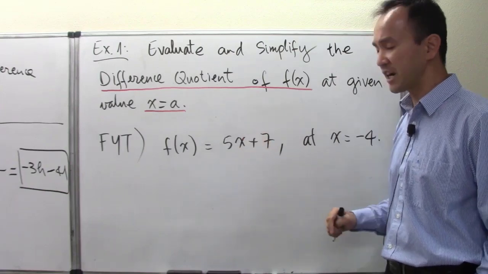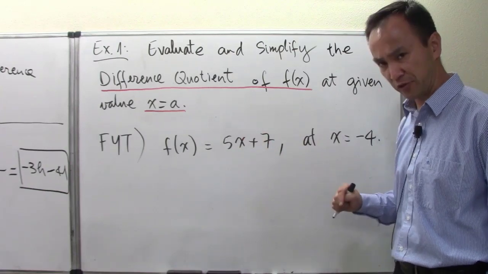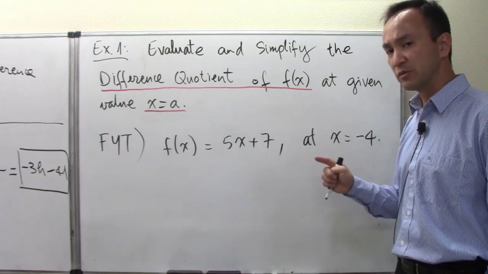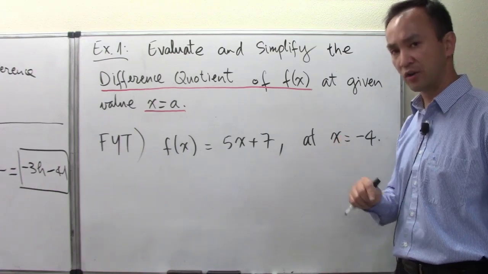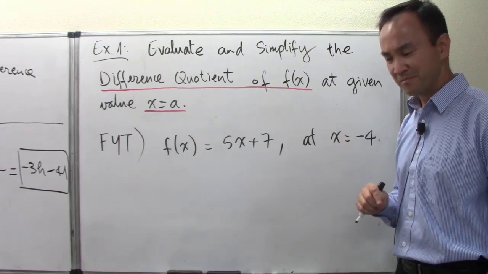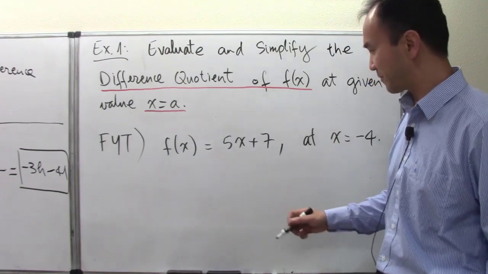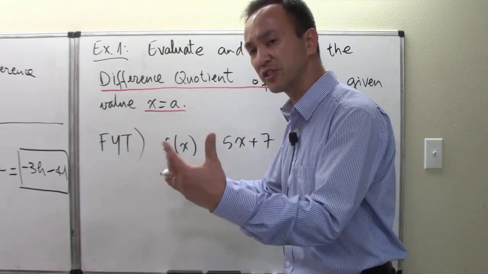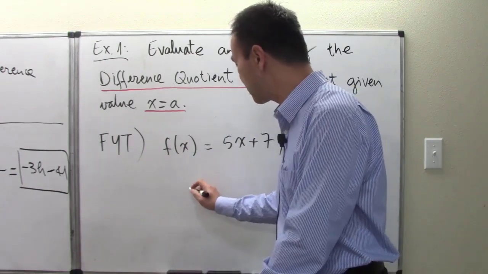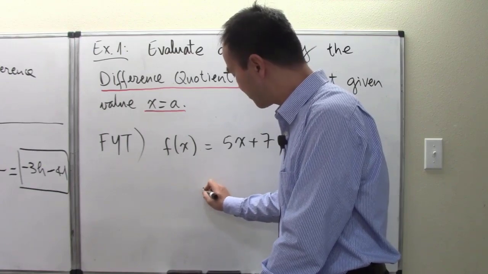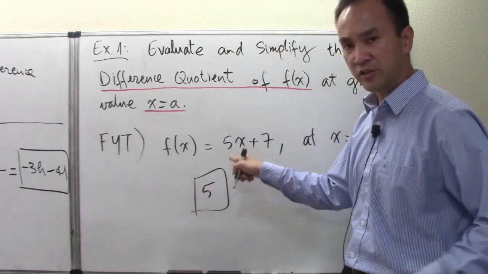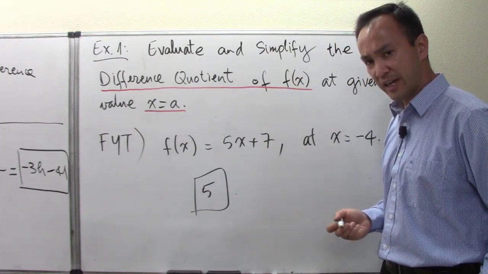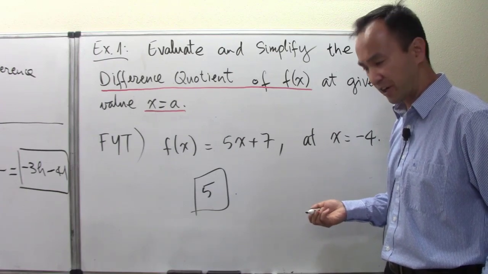This is an FYT problem, and it works just like how I was doing part A of example 1 just now. So go ahead and spend your time on that. Feel free to pause the video, and when you're done, resume the video. I'm going to tell you the simplified expression. After you set it up and evaluate it, it should simplify down to just 5, and that should be your final simplified expression for this particular one. Now let's look at another FYT problem.